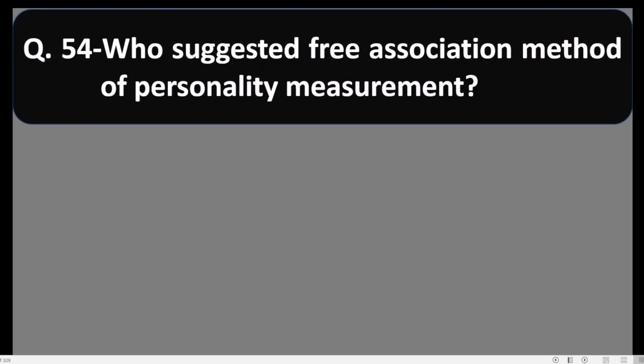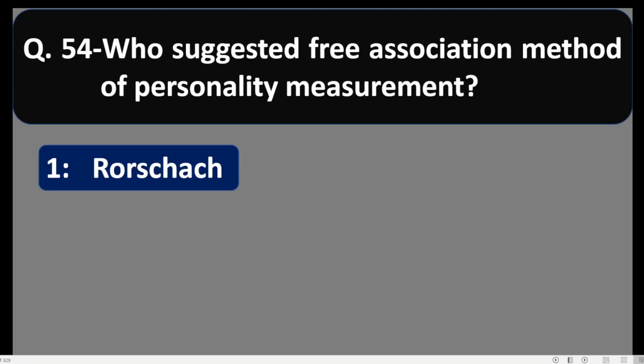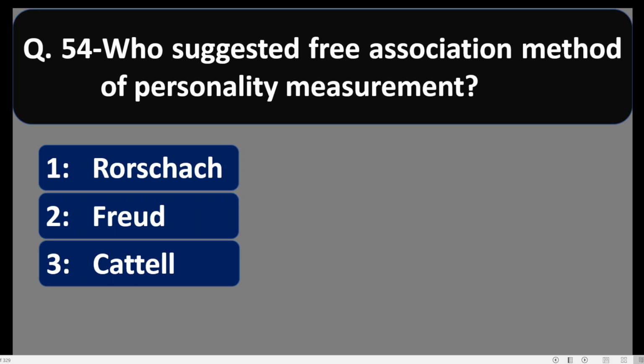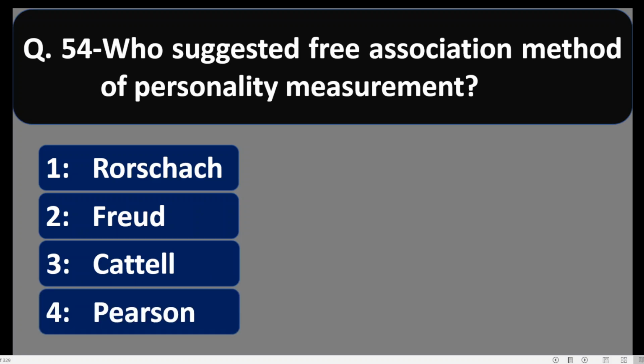Question 54. Who suggested the free association method of personality measurement? Number 1, Rorschach. Number 2, Freud. Number 3, Cattell. Number 4, Pearson. The free association method was suggested by Freud in place of hypnotism. So the correct response is 2. Freud suggested the free association method of personality measurement.